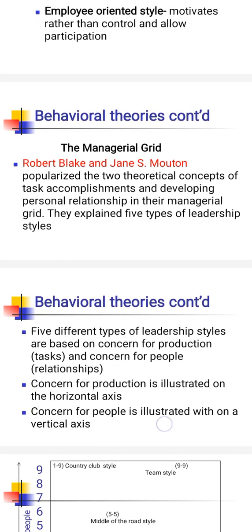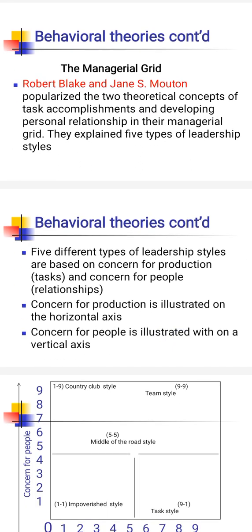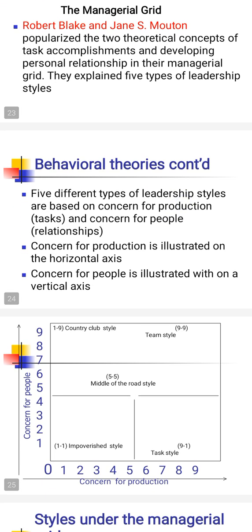The behavior theory gives us a managerial grid that explains better the tasks and the styles of leaders. This managerial grid was developed by two people called Robert Blake and Jane S. Mouton. They combined the two theoretical concepts of task accomplishment and developing personal relationships in the managerial grid. This managerial grid explains 5 leadership styles.